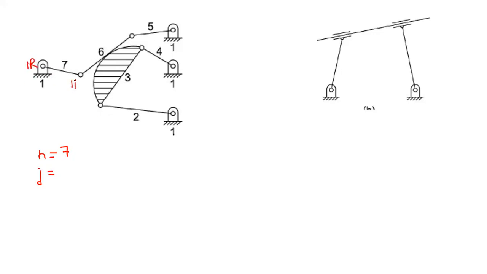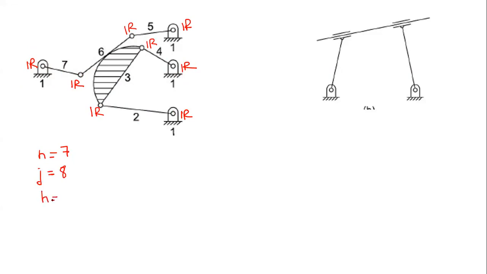1R. Then this is also 1R. 1R. 1R. I think this is also 2 links are connected. Here also 2 links are connected. 1R. So here also only 2 links are connected. Fine. So now let us count this: 1, 2, 3, 4, 5, 6, 7, 8. Fine. So j is equal to 8.